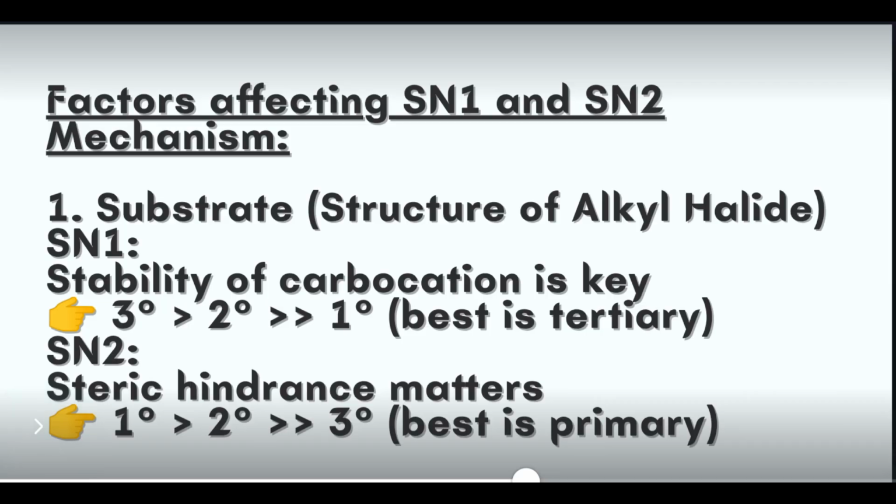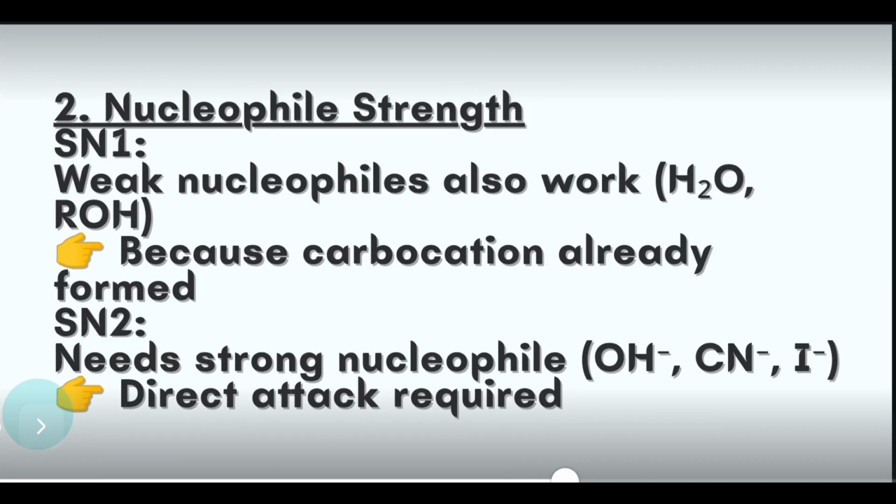Now we'll see the factors affecting SN1 and SN2 mechanisms. First is the nature of the substrate, the structure of the alkyl halide. In SN1, stability of the carbocation is the key step. Here tertiary is greater than secondary and then primary. Here the best is tertiary. In SN2, steric hindrance matters. So primary is greater than secondary than tertiary. So here the best is primary. The first factor is the nature of the substrate.